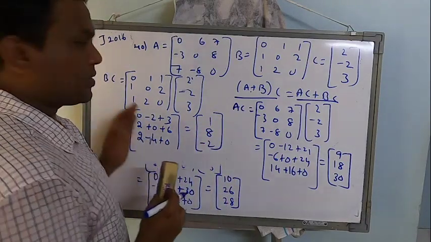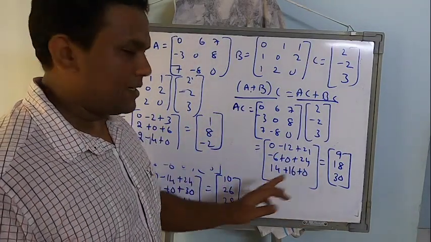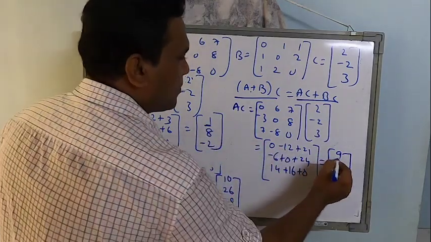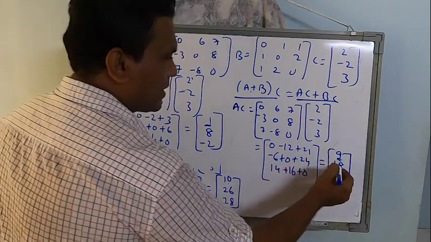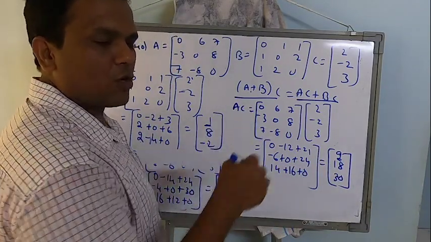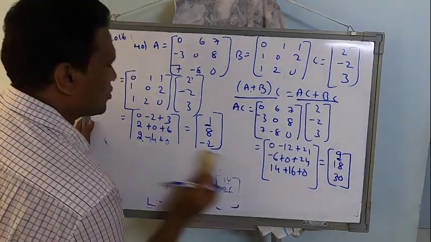That's fine. So this is AC and BC. Add these two, you should get the resultant matrix, which is already present. Surely we'll get it. 1 plus 9, that is 10. 8 plus 18, 26. -2 plus 30, that's going to be 28. So surely the given condition holds good. So let's move to the next paper.